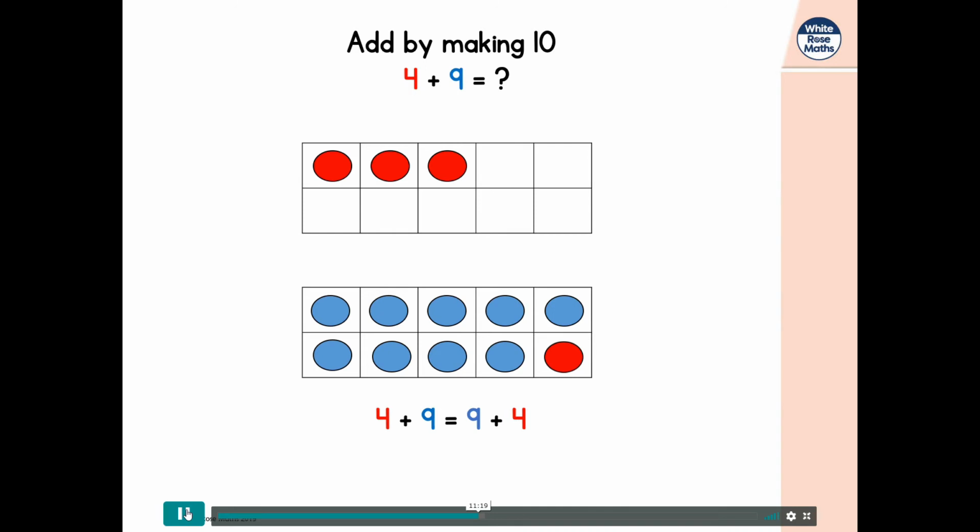We can think about it this way. Here's what we did. 9 plus 4 is the same as 10 plus 3. Exactly. Can you see how the bottom 10 frame is full and we have 3 left up top? So now we can actually see again how 4 plus 9 is the same as 13. Interesting.